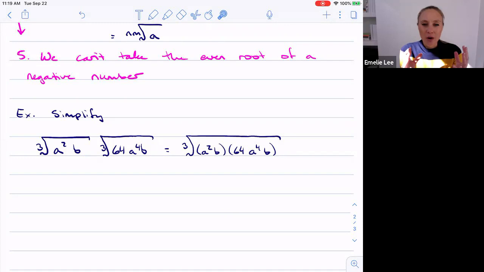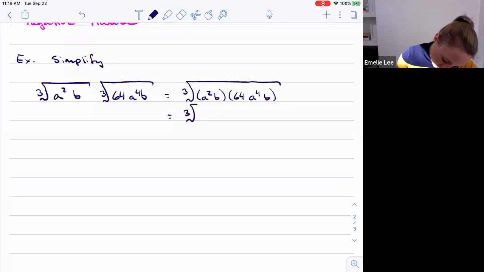So now inside I can simplify. And I've got a squared times a to the fourth. I know how those powers behave, right? I'm just gonna add them up. And then I've got b times b, putting me at b squared. And then the 64 just stays 64 for now. So I've got the third root of a to the power of 2 plus 4, b to the power of 1 plus 1, times 64.